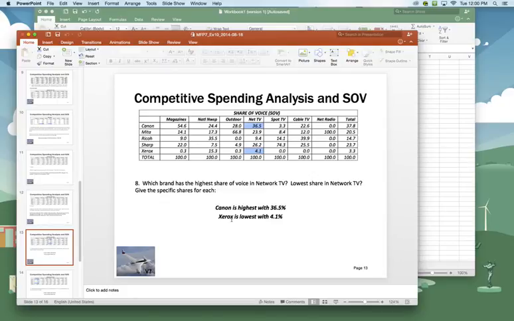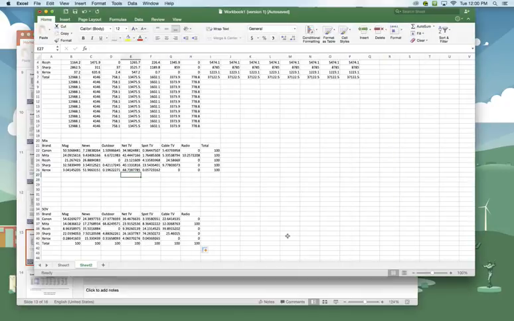And then they mentioned highest share of voice in magazines. And again, it's written right here. But let's just go to our data sheet just for fun. In terms of Canon again, highest share versus lowest share with Xerox.